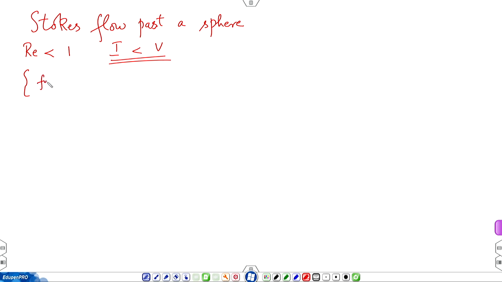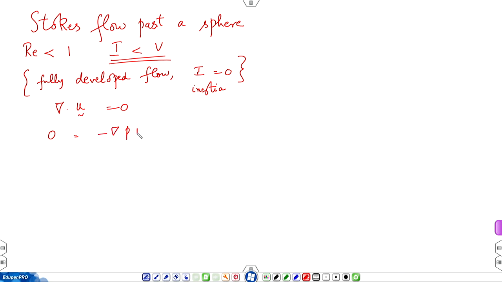So just a remark that in fully developed flow, the inertia terms are identically 0, giving rise to the Stokes equations. These are the Stokes equations. So applying these equations to flow past a sphere.